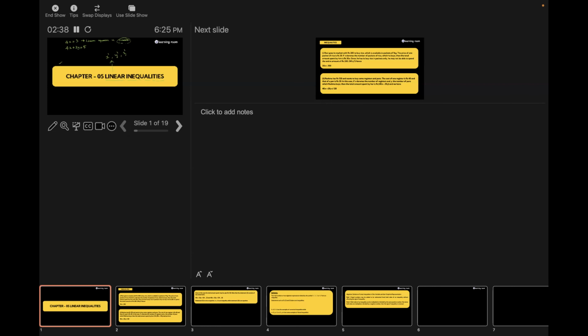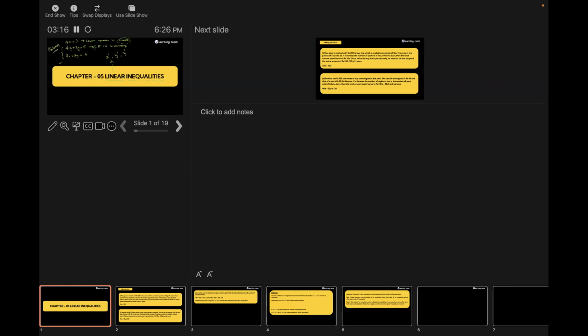Whereas in the second case, if you observe 4x plus 2y is equal to 5, it is a linear equation in two variables. How many linear equations are needed for you to solve? You need two linear equations. For example, 2x plus 3y is equal to 7. If you solve these two simultaneously, then you will be able to find the values of x and y. That value of x and y is what we call the solution.